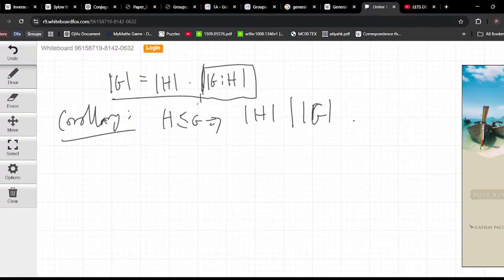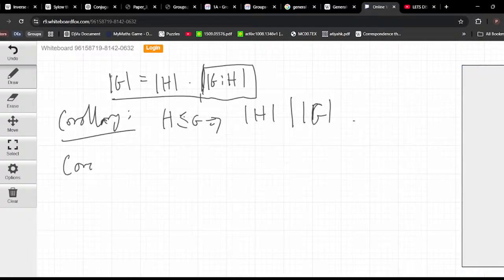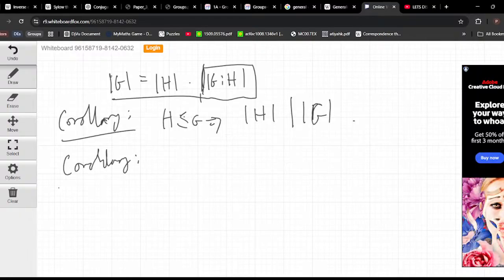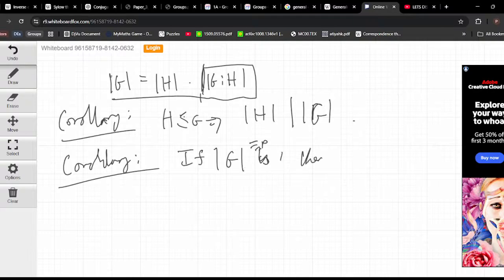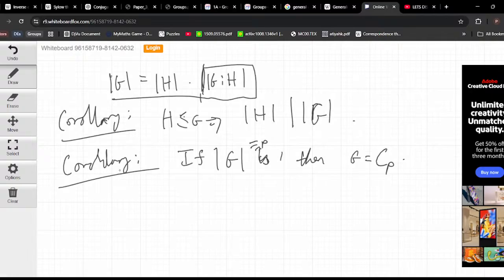That's pretty much it. Now, a good corollary from this is that if the size of G is prime, then G is equal to the cyclic group of order p. And what's the cyclic group of order p? Well, you can think of it just as the integers mod p, right? So it's just the numbers 0, 1, 2, up until p minus 1, with addition mod p, basically.